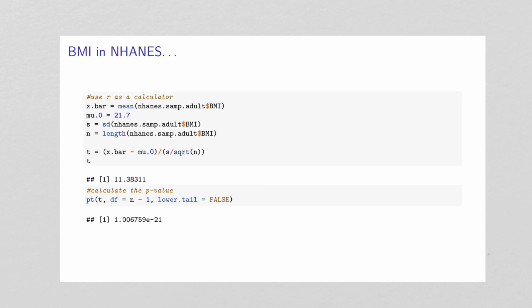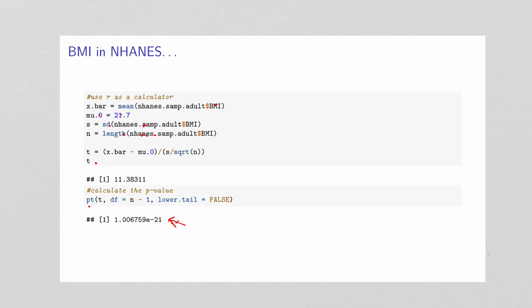Here we have the BMI in NHANES: X bar, the mean of the sample; mu, the population mean, right there; S, the standard deviation of the sample; and n, the number of people in the sample. T is X bar minus mu over S over root n, and then you have your T value. Then you calculate the p-value. It's a very small p-value.